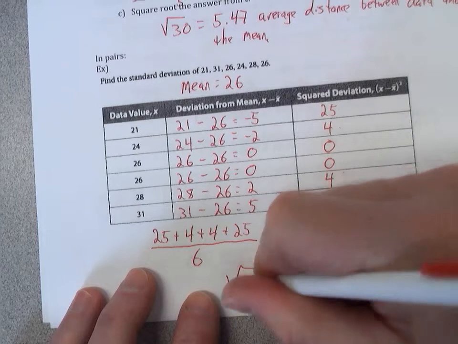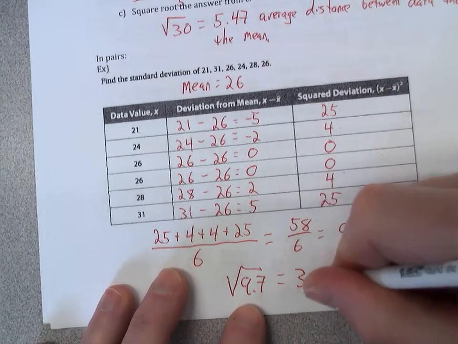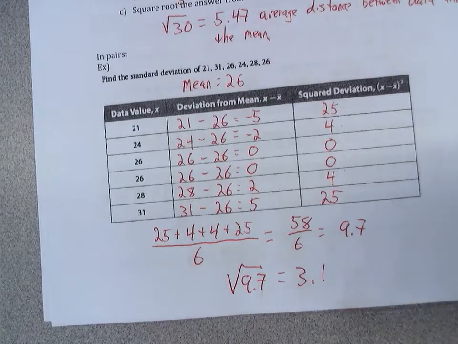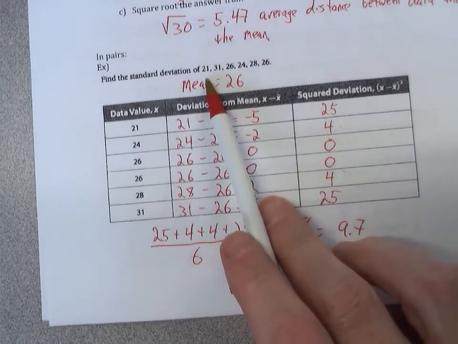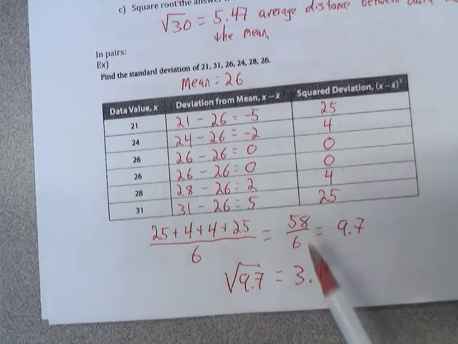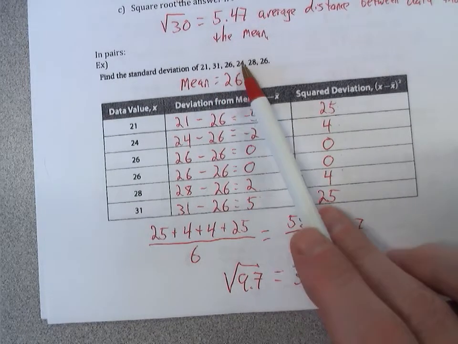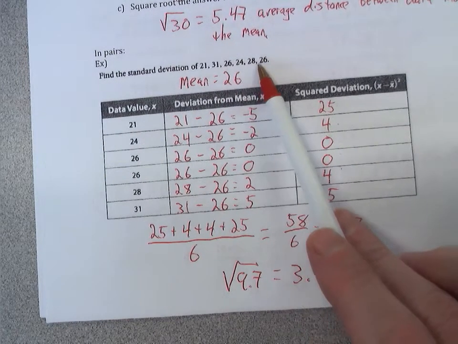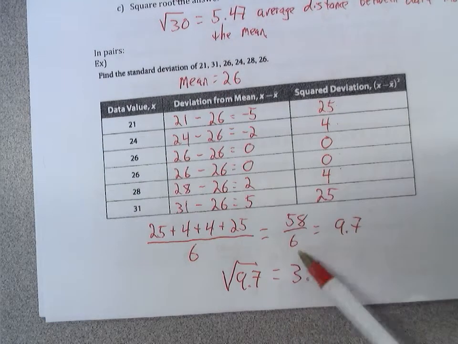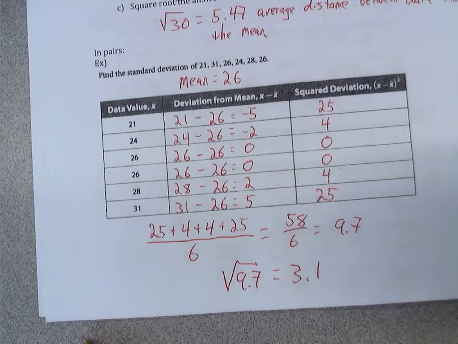And now I take the square root of 9.7 and I get 3.1. So 3.1, this is the average distance each of these values are away from that mean. If you look, it kind of makes sense. Our mean is 26, and we have numbers like 24, 31, 28, 20. These numbers, yeah, on average, they're 3.1 places away from that average.